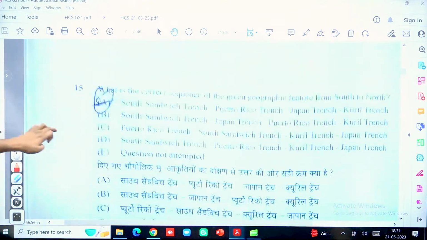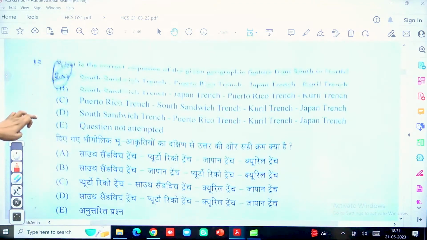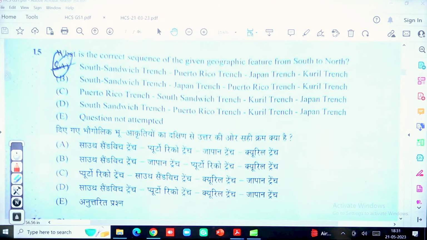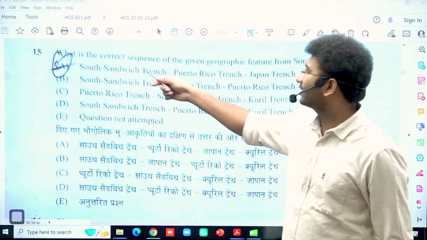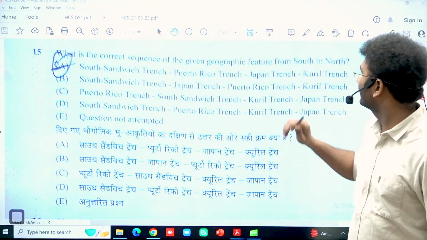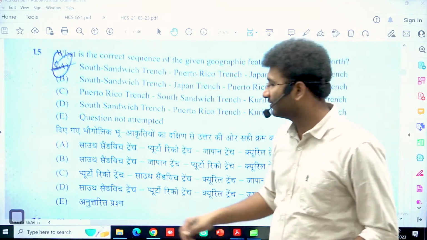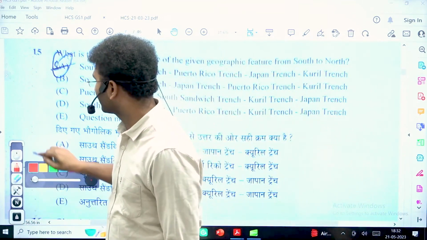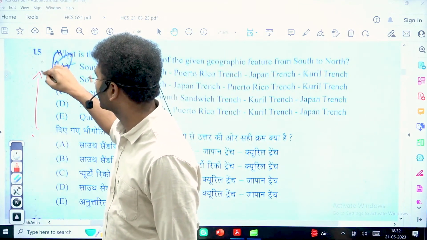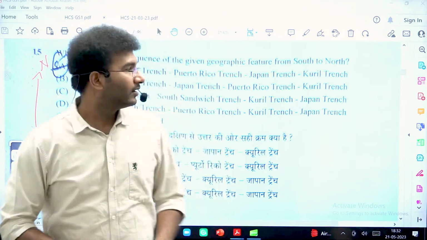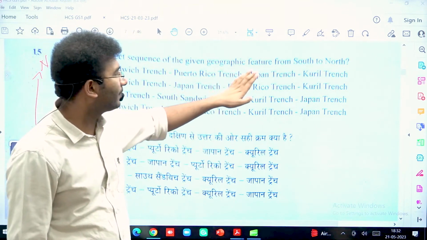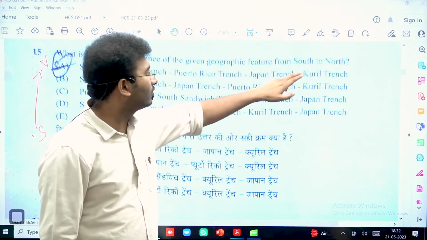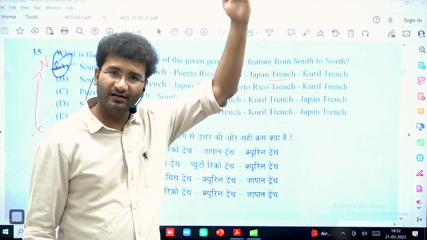Let's go to question number 15. This is a map based question. In a mapping question, it is quite easy if you know it. Let's look into which is the correct sequence of the given geographic features from south to north. Now the options here are South Sandwich Trench, Puerto Rico Trench, Japan Trench and Kurile Trench. Look, the Kurile Trench and Japan Trench are in the northern regions.